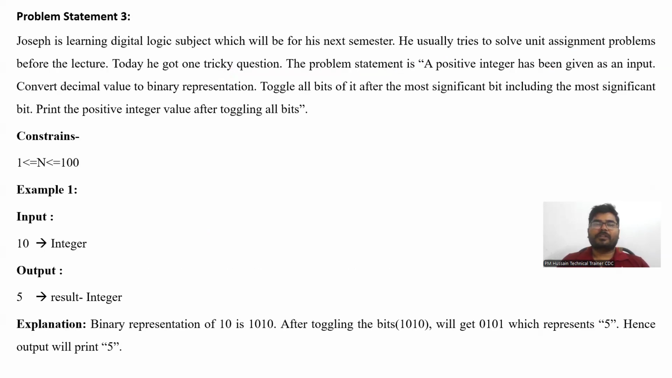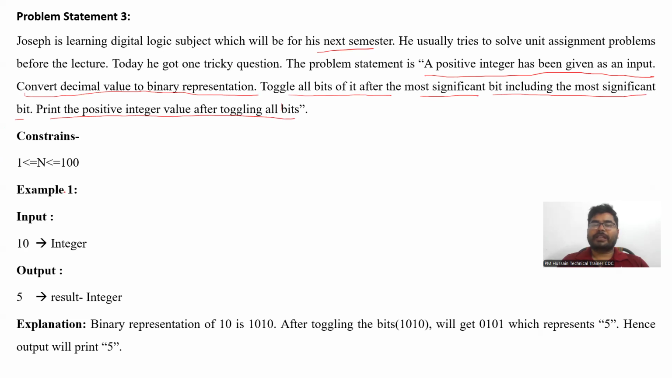Okay, this is another problem which was asked previously in the TCS NQT. Joseph is learning a digital logic subject, which will be for the next semester. He usually tries to solve unit assignment problems before the lecture. Today he got one tricky question. The problem statement: a positive integer is given as the input, convert the decimal value to its binary representation, and toggle all bits of it, including the most significant bit. Print the positive integer value after toggling all bits.